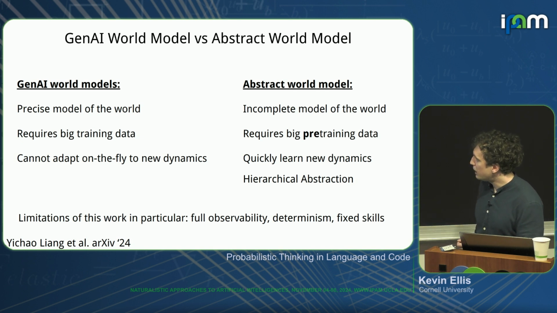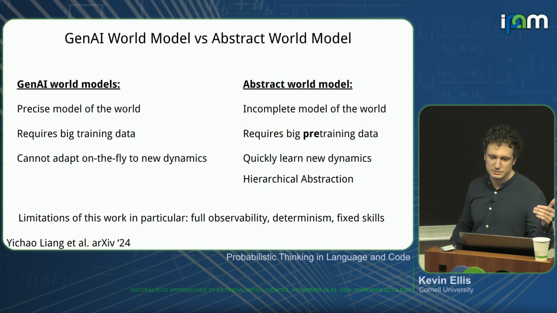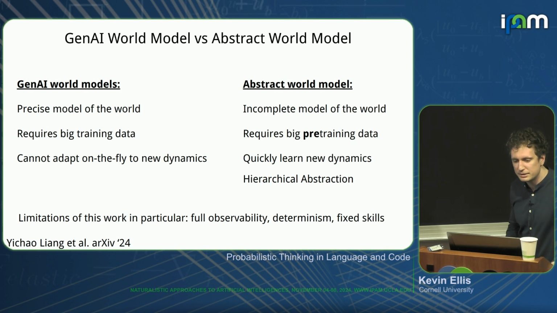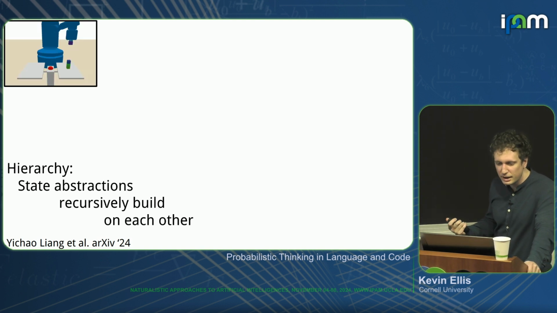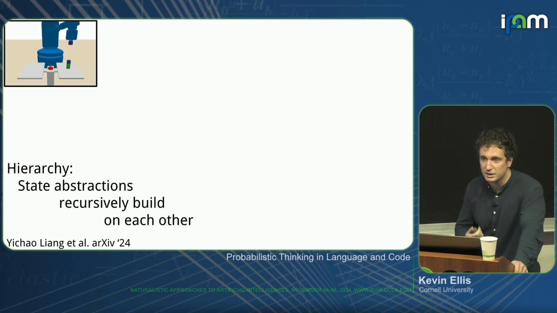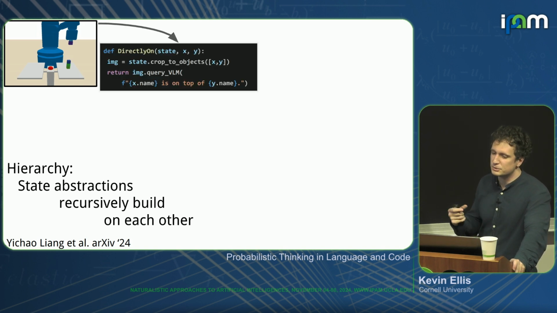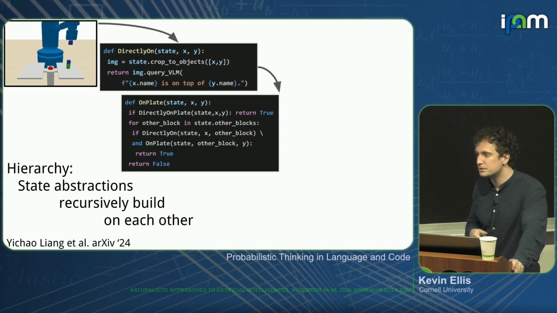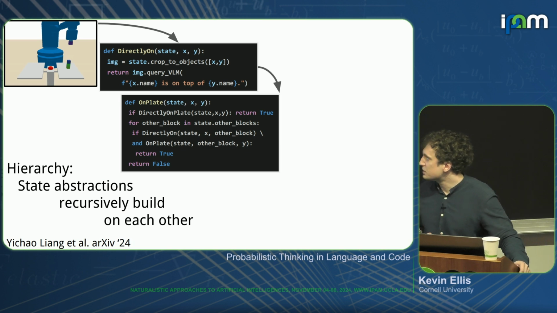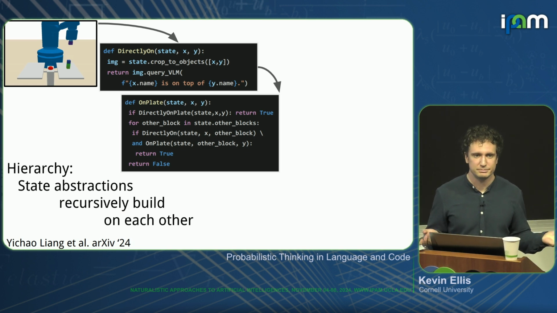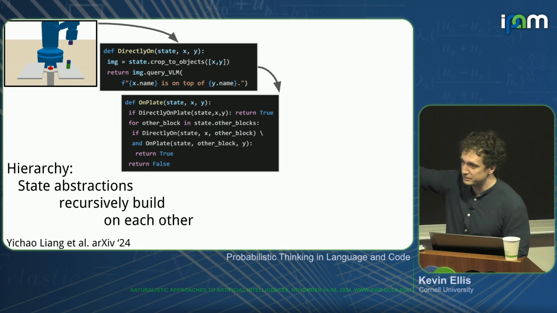One thing I want to highlight that I thought was interesting about this, though, is that it builds these abstractions hierarchically. To explain why that comes out naturally from code, if we start from our pixel level observation, we can imagine basic abstractions, like is one object directly on top of another? And that would work by querying a vision language model. Once we have that, though, that becomes a function we can call later. So we can build other state abstractions like, is some object on top of a plate? So the vision language model thought these things look like plates, so it called them plates.